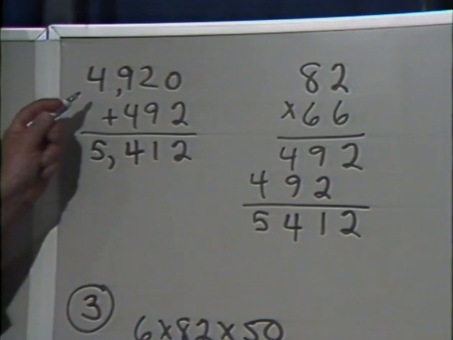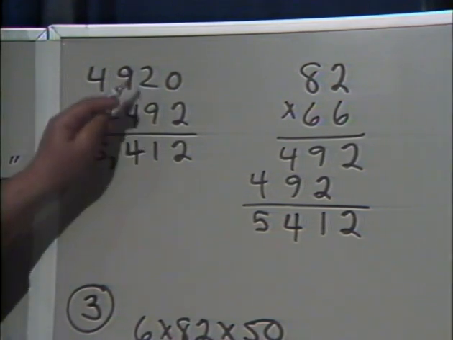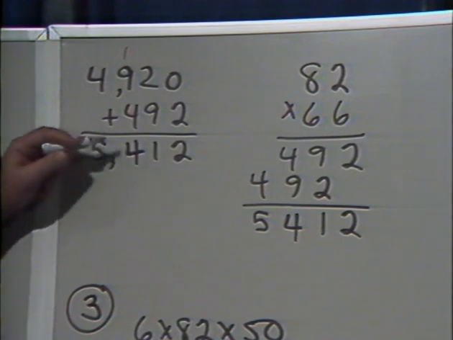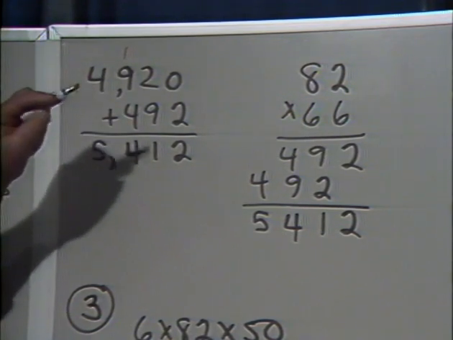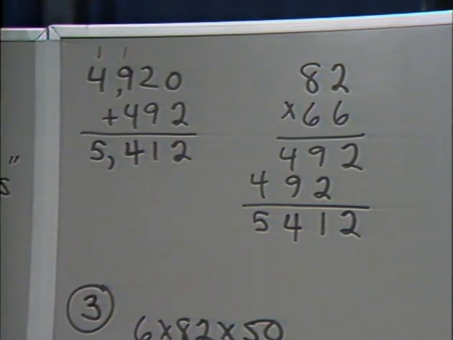You see, 4,920 plus 492. See, 2, 9 and 2 are 11. Put down the 1 and carry the 1. 4 and 9 are 13 and 1 is 14. Put down the 4 and carry the 1. 4 and 1 are 5. So the answer is 5,412.